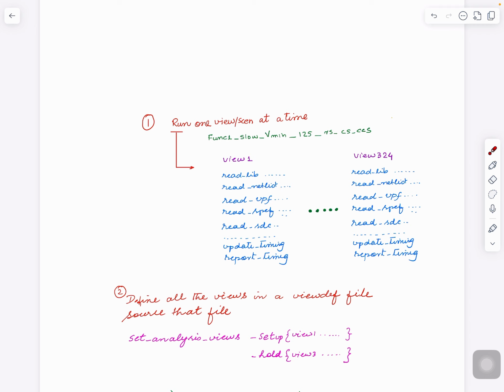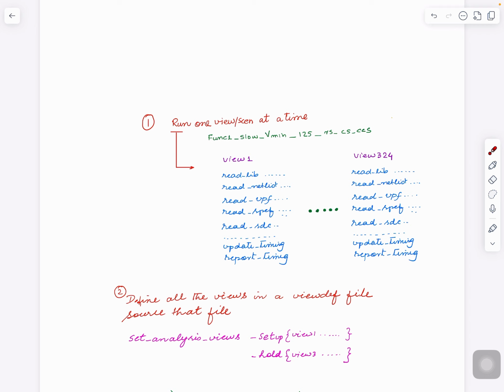And we know that the basic flow is not that complicated, right? So one way is you have these 324 views. Some of them you need to decide. One thing I missed saying: you need to decide which one you want to use for setup, which one you want to use for hold. Some of them you probably need to check setup and hold, which are critical ones, you can bring those.